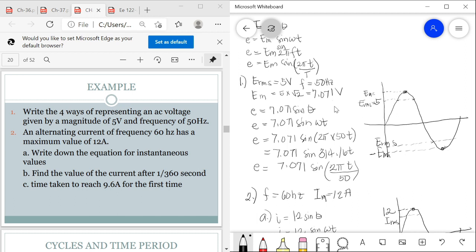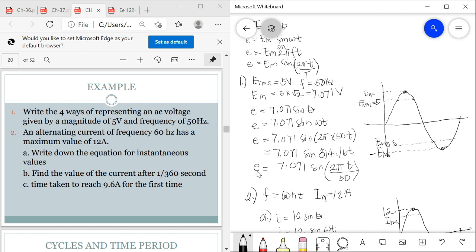So formulating now the 4 equations. E, the instantaneous voltage, is equal to 7.071 sin theta. E is equal to 7.071 sin omega t. Next, E is equal to 7.071 sin, where omega is equal to 2 pi f multiplied by the time. So 2 pi times 50 is 314.16 t. So we have 7.071 sin 314.16 t.